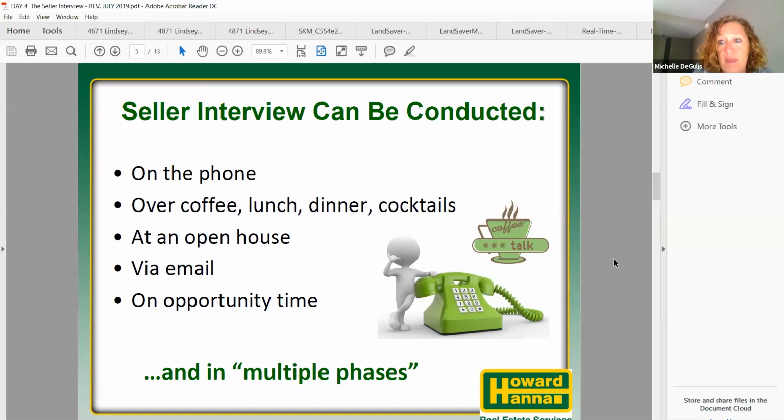It could be via email. You might have some questions that you're going to ask them via email. Or again, like an open house, it could be when you're on opportunity time. It could also happen in multiple phases. Maybe you're at the open house or on opportunity time, and you set up a phone appointment with them and say, can I call you at 5 this evening? I have a few questions that are going to help me prepare to meet with you to talk about how we're going to market your home. So there could be multiple phases of how that seller interview is conducted.